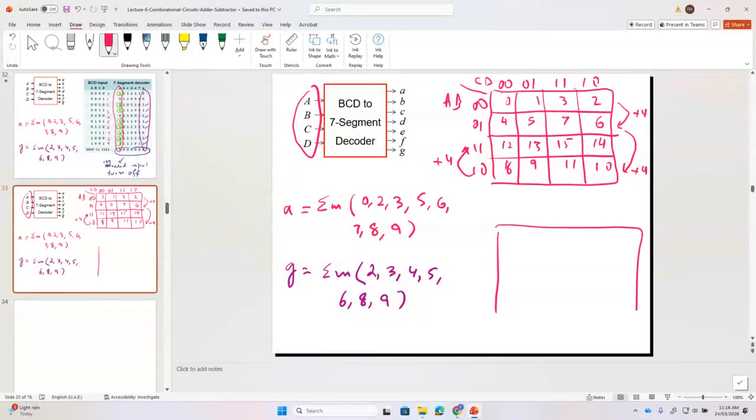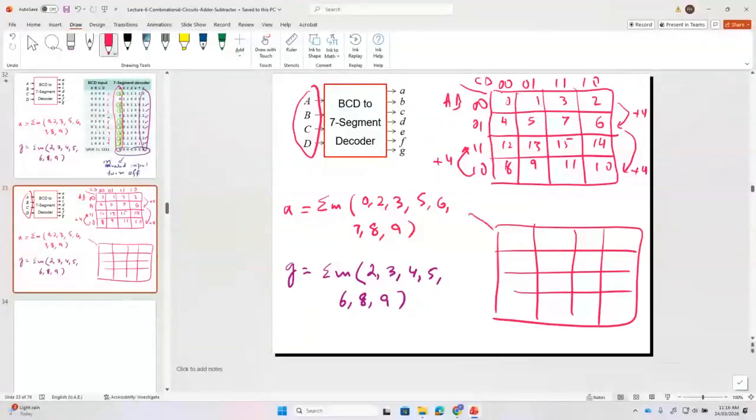Okay, now we want to solve for A. So this is A, B and C, D: 00, 01, 11, and 10. This is 0, so 0 is 1. And then 2 is 1. Please remember, 0 and 2 are 1. 3 is 1. And then we have 5 is 1. Then 6 is 1. And then 7 is 1. And 8, 9.